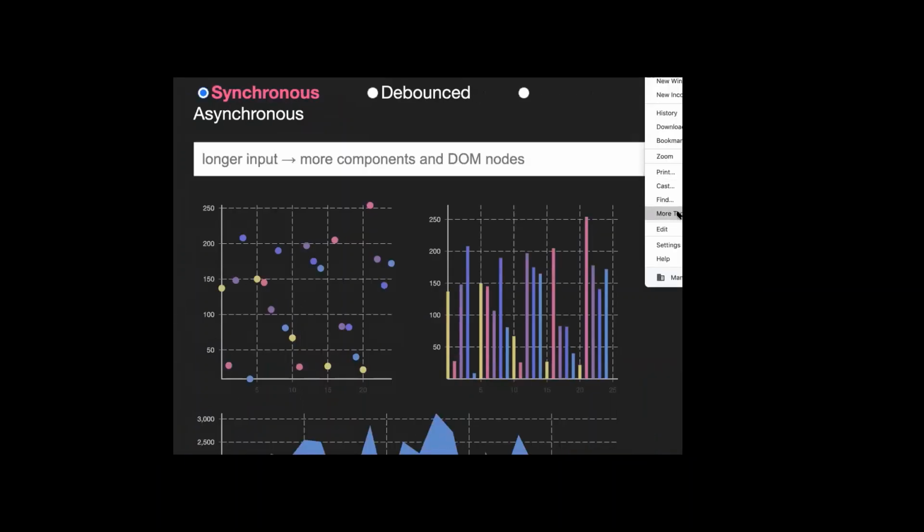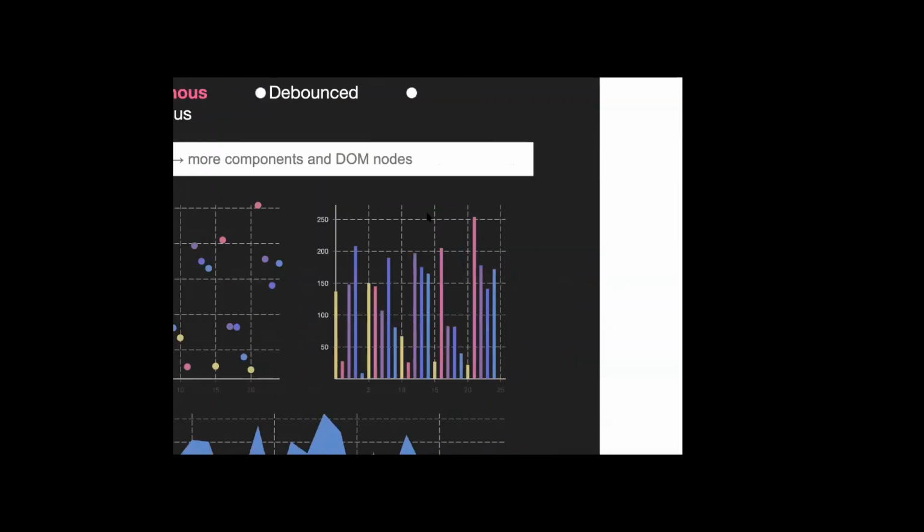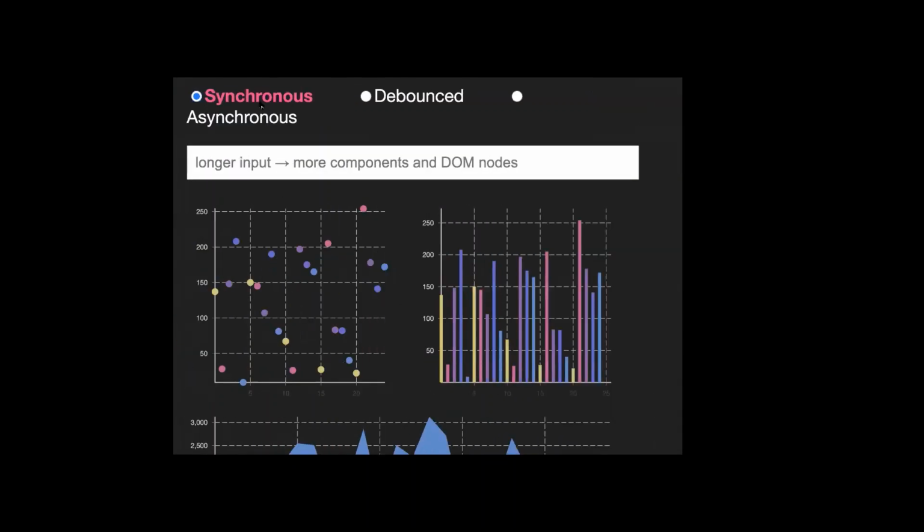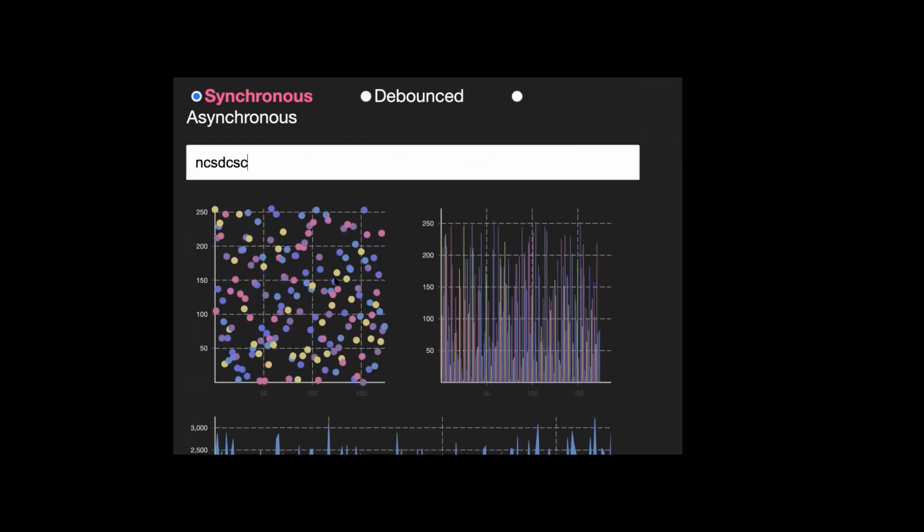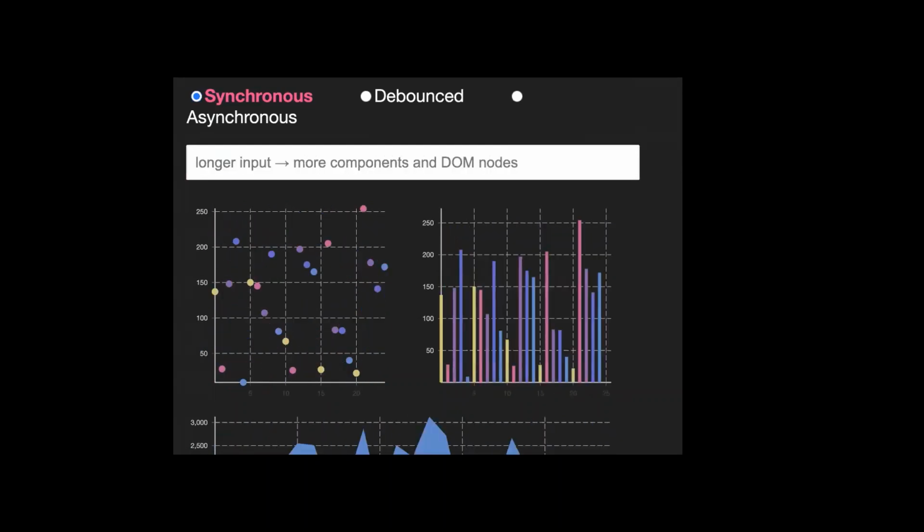Yeah. So here you can see an example for time slicing, where we have an input, and based on the input, you can see the chart will render. There are 3 charts, and with each input that I enter, you can see the number of components increase. In React, we have 3 different ways of rendering these components. One is the synchronous way, second is the debounced way, third is the asynchronous way.